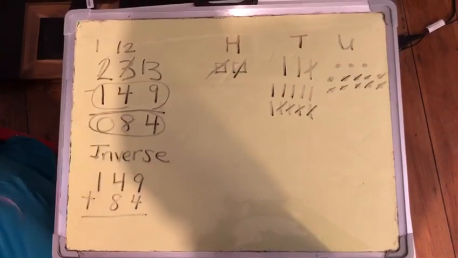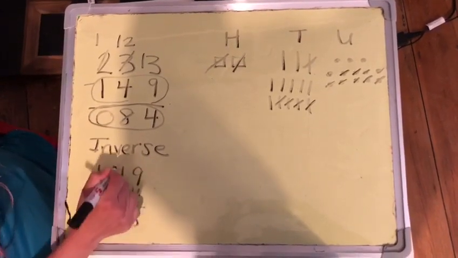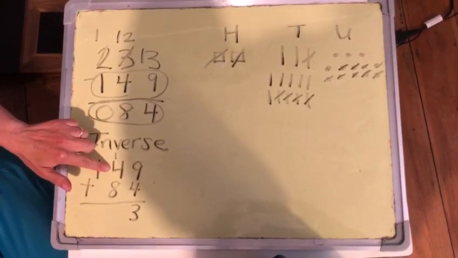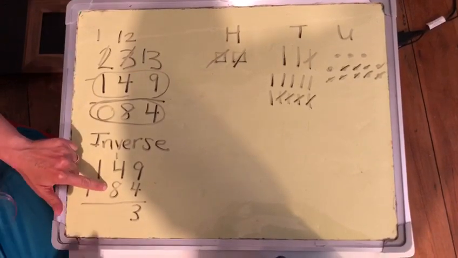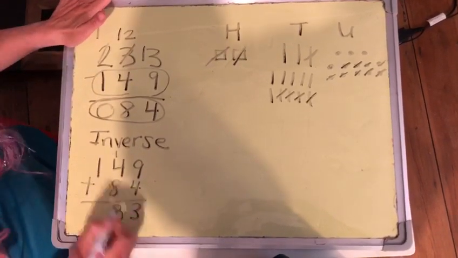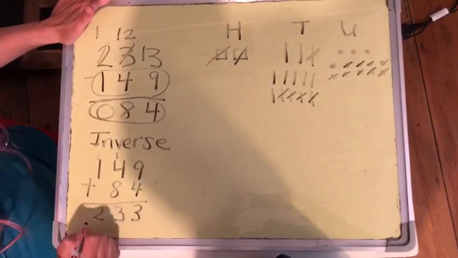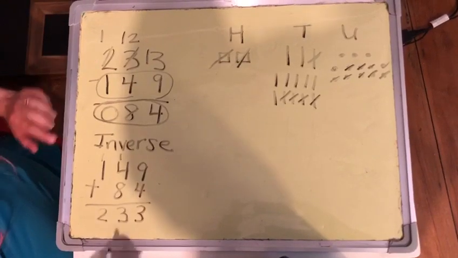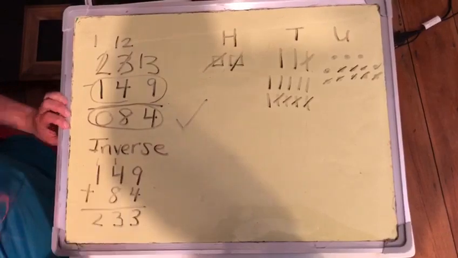9 plus 4 is 13. Carry my 1. 1 plus 4 is 5. 5 plus 8 is 13. Carry my 1. 1 plus 1 is 2. I got 233 and I started with 233. That means my subtraction work is correct.